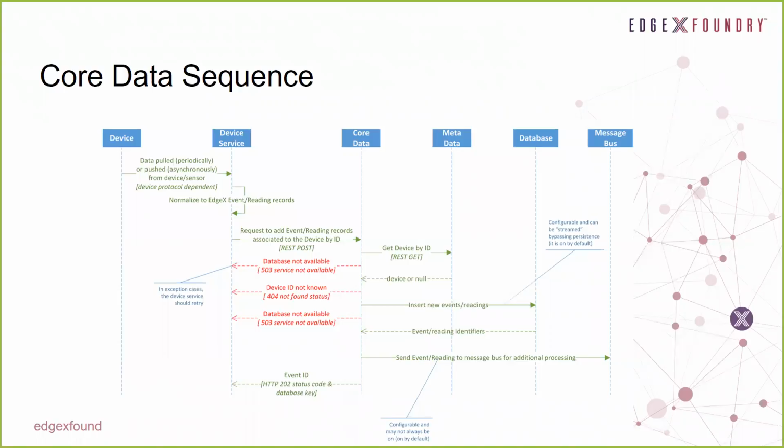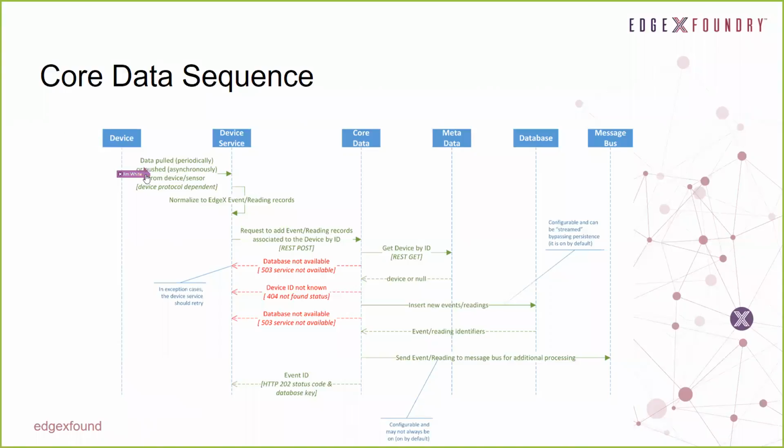So when we look at this workflow, let's take a look at how the core data service behaves with regard to the capture of data from a sensor and making that available to northbound systems. It starts with a device. A device is going to somehow produce some sort of sensed value, and it will push that. Typically, it could be done asynchronously, or by some sort of pull that is a bit dependent on the device and device service.